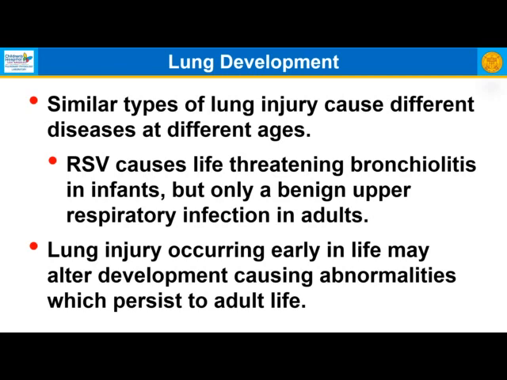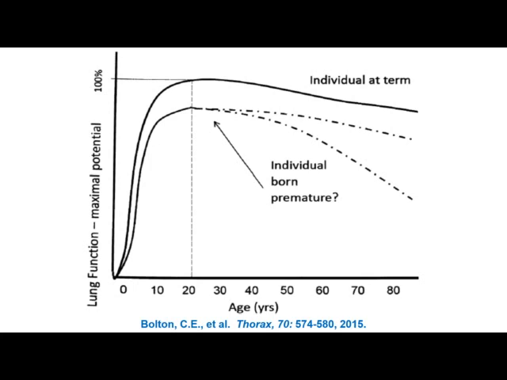Similar types of lung injury cause different diseases at different ages, one exciting thing about pediatrics. A classic example is RSV, which causes life-threatening bronchiolitis in infants, but usually only a benign, relatively minor upper respiratory infection in adults. Lung injury occurring early in life may alter development, causing abnormalities which persist into adult life. Let's just look at a few examples. This is a study that looked at lung function in terms of the maximal potential of an individual born at term and individuals born prematurely. What one can see is that some of these tail off and get significantly worse with increasing age, up here to adult life.